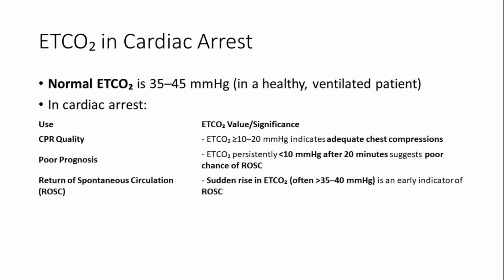In a healthy, mechanically ventilated patient, normal EtCO2 is 35 to 45 mmHg. In cardiac arrest, EtCO2 greater than or equal to 10 to 20 mmHg indicates adequate chest compressions. EtCO2 persistently less than 10 mmHg after 20 minutes suggests a poor chance of ROSC. A sudden rise in EtCO2, often 35 to 40 mmHg, is an early indicator of ROSC.